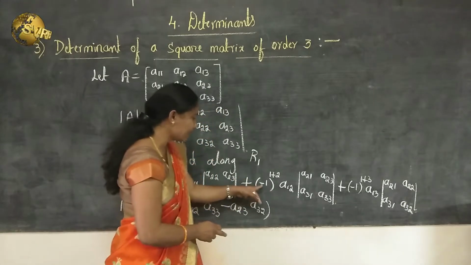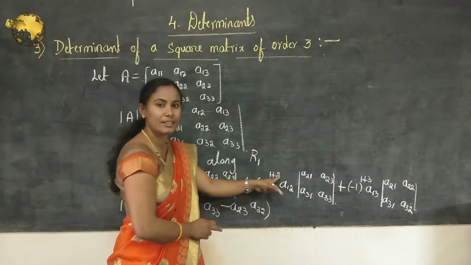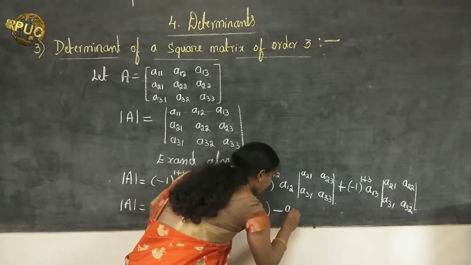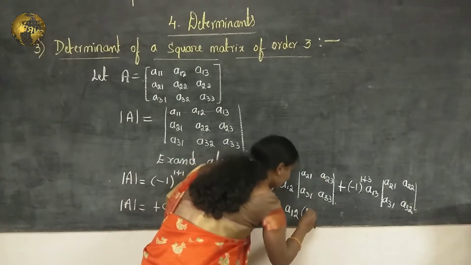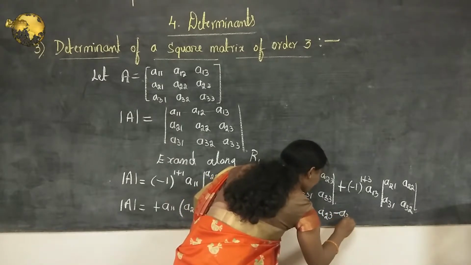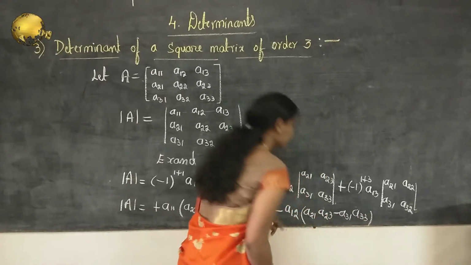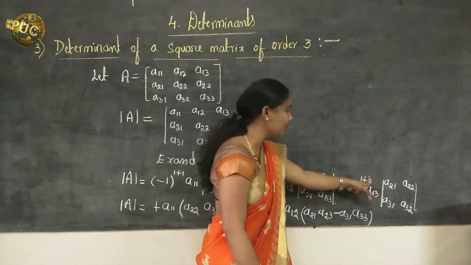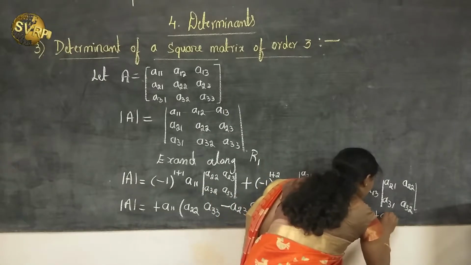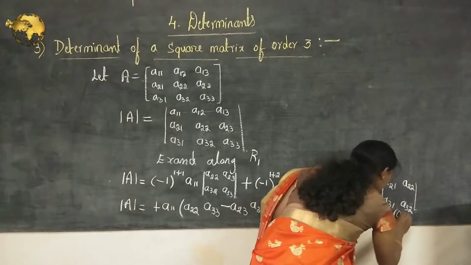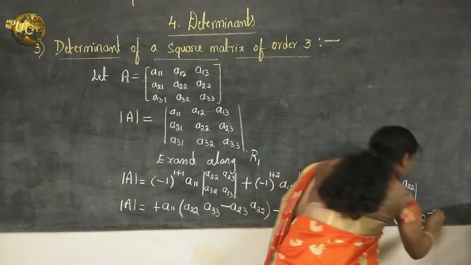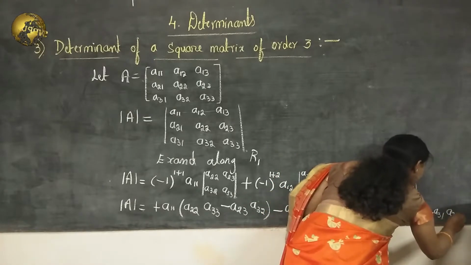Again, see here, plus is there, minus 1 to the power of 1 plus 2. It is an odd number, so we will get a minus sign, minus A12. So we will expand this determinant: A21 into A33 minus A31 into A23. Next, minus 1 to the power of 1 plus 3. 1 plus 3 is 4, and 4 is an even number, so we get a plus sign there. A13 into A21 into A32 minus A31 into A22.